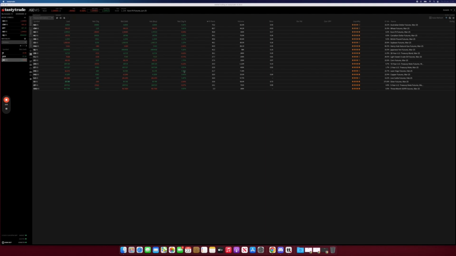So IV rank lets us know where IV is on that particular underlying relative to itself over the last year. So if IV rank was at 0, that means that IV is at the lowest point that it's been over the last year. If it's at 100, it's at the highest point. So it allows us to put IV into context with respect to each specific underlying.